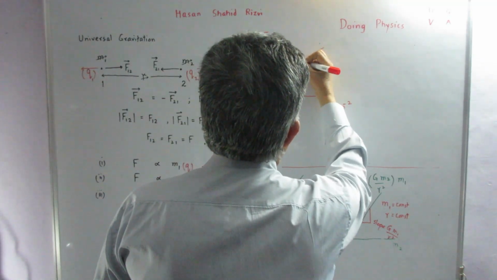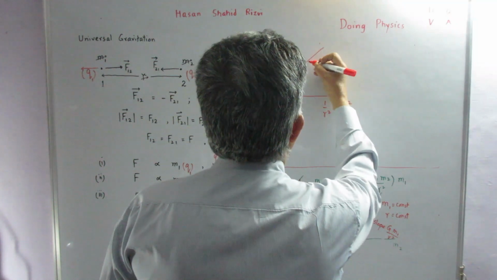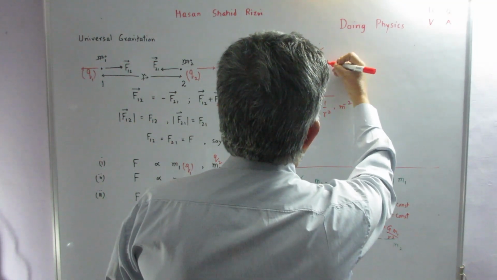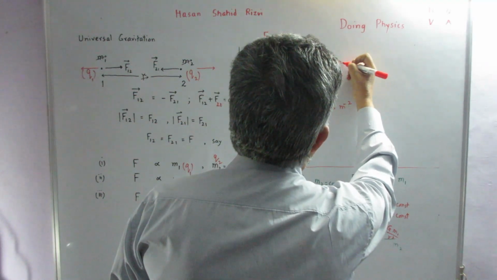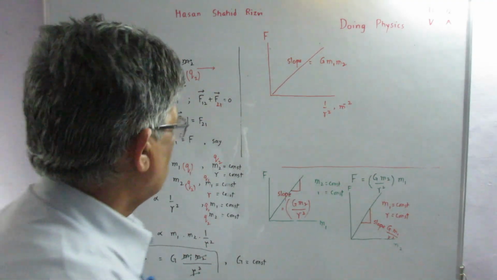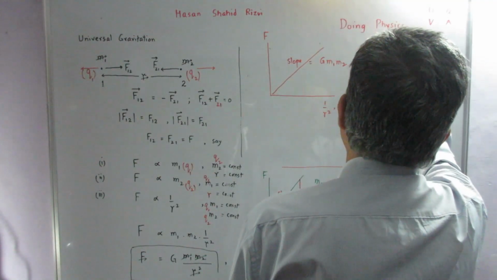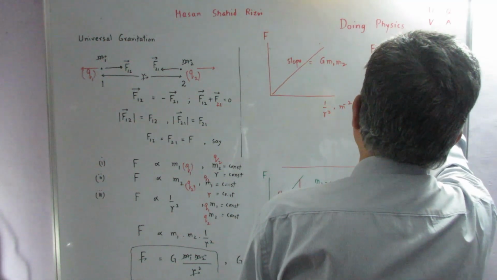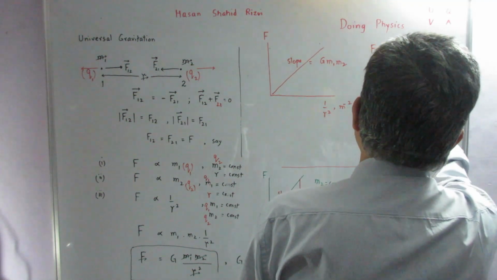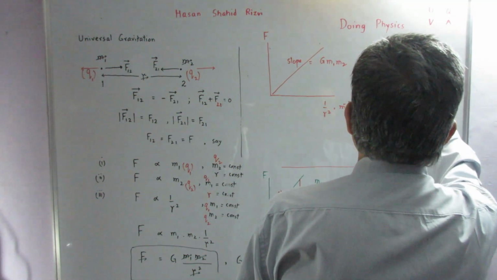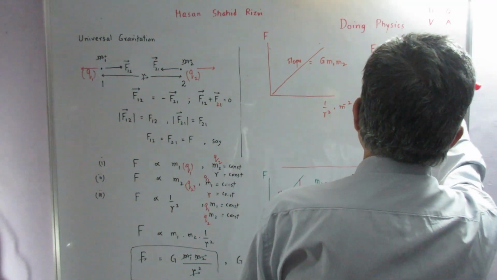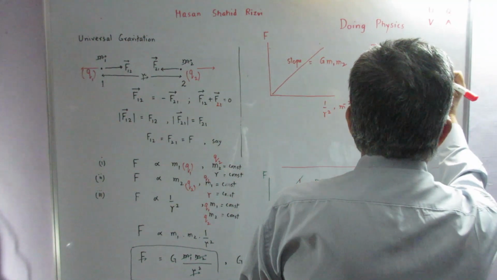and the slope for this graph is equal to capital G M1 M2, because when I write that F is proportional to 1 upon r square, then I say that this is equal to capital G m1 m2, this as the constant for the thing, and 1 upon r square.